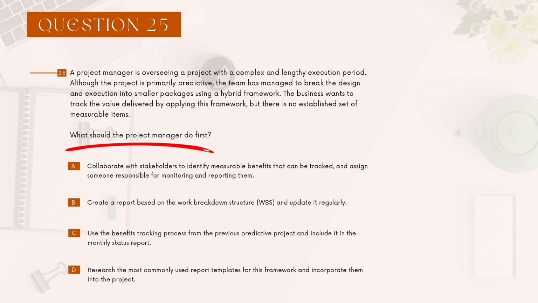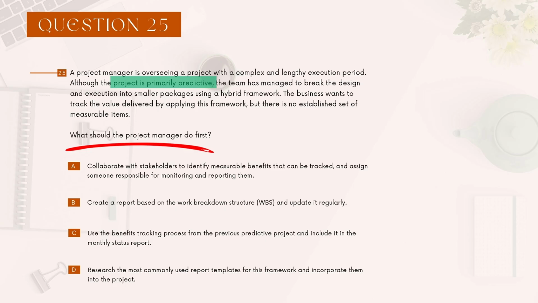Okay. So in this situation, we have a primarily predictive project, and we're using some hybrid in it as well, so we're using some agile in it as well. The only problem is that we don't have any metrics. So we don't know if we're on track. We don't know if we're actually achieving what we need to. So what should we do? That's the problem statement. We don't have metrics, but what do we do about that?